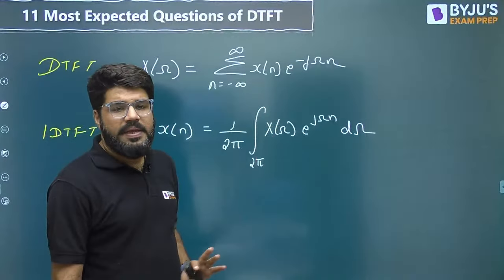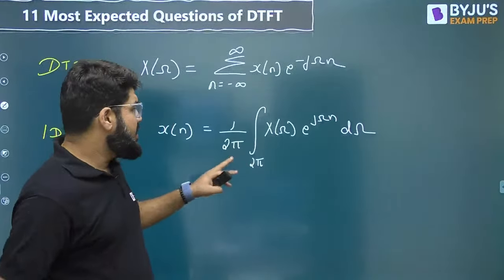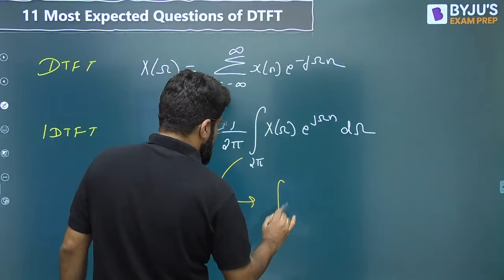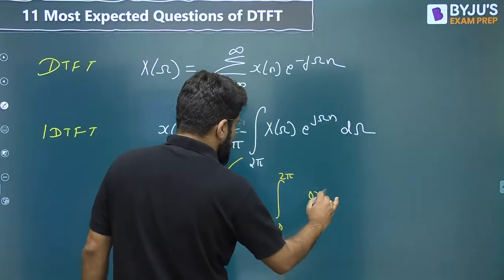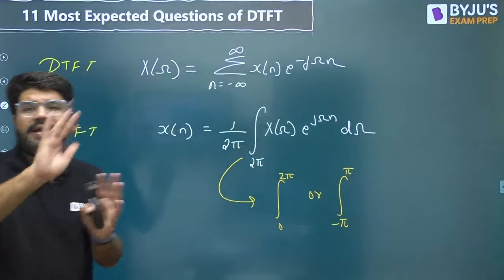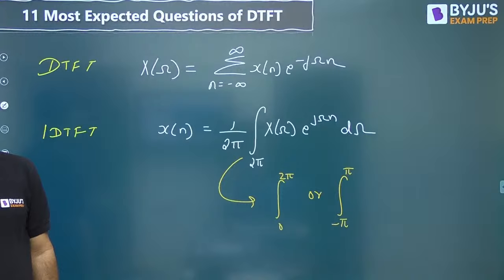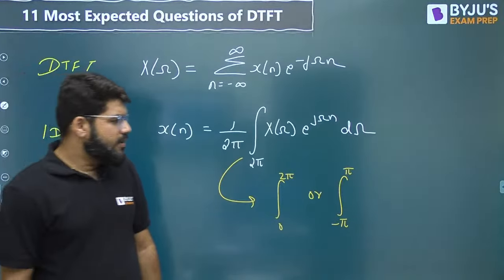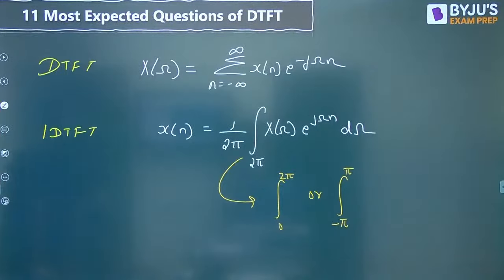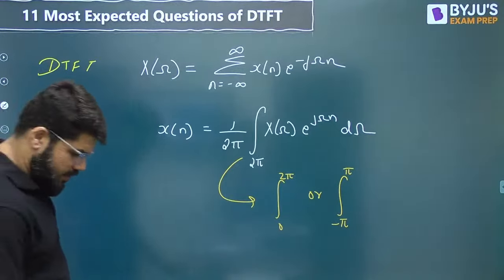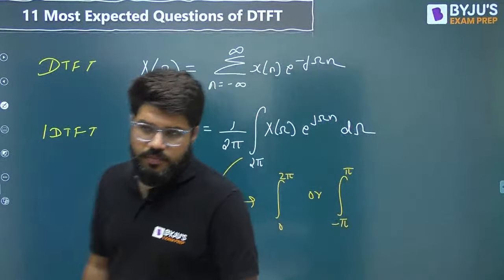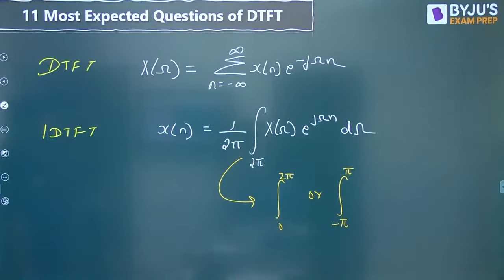Integral over any one time period could mean integration from 0 to 2 pi, or commonly from minus pi to pi, or any limit of integration which covers the one time period. So it can be any one of them, 0 to 2 pi or minus pi to pi. Chalo, cool.